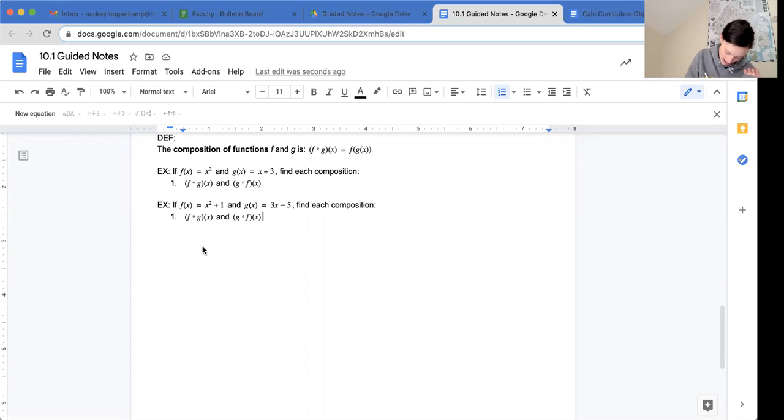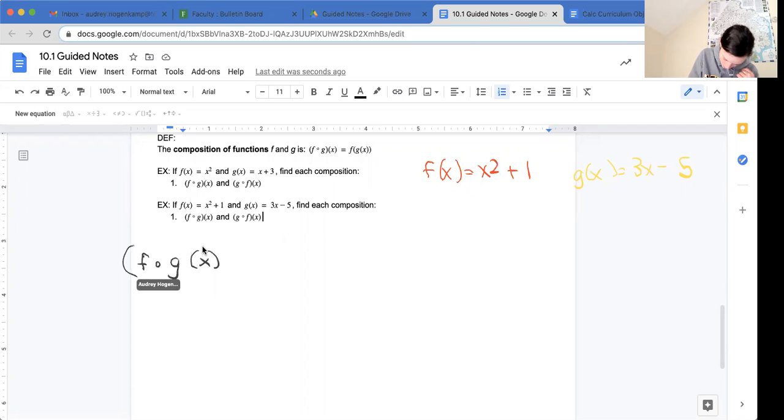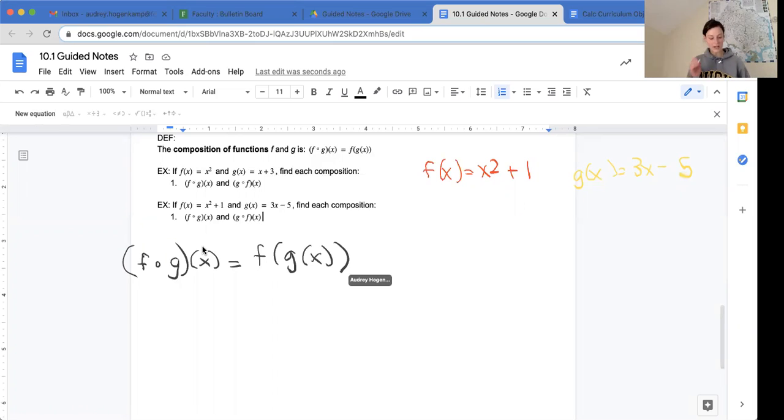So this time we have f of x equals x squared plus 1, and we have g of x equals 3x minus 5. And first off, we're asked to find f of g of x. And so what we're going to do now is look at f of x and plug g of x into f of x, right? So think about whatever is in the innermost parentheses, that's what you're plugging into the outer function.